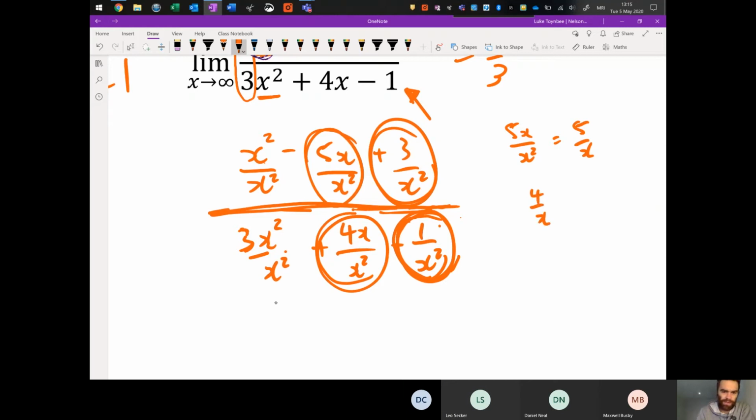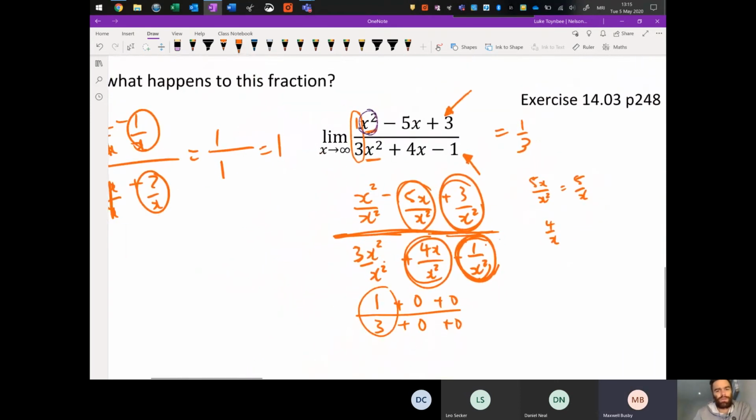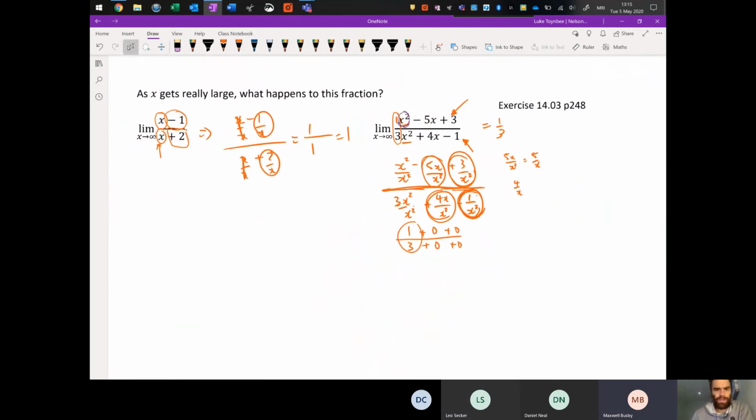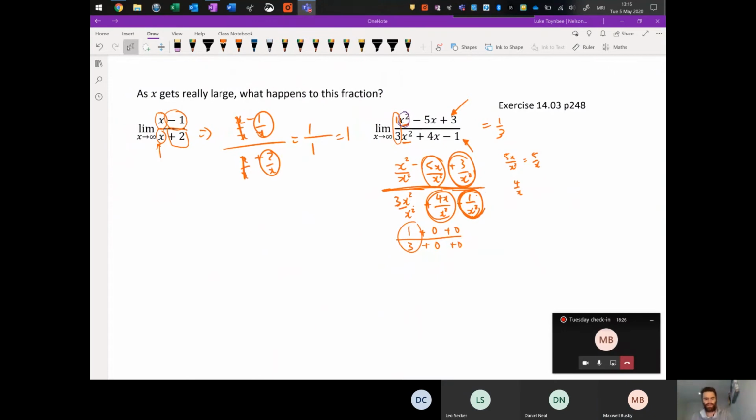X squared over x squared, that's just 1. And the bottom one is 3. And all these other ones are basically tending towards zero. So that's why it's getting closer and closer to a third. Yeah, that makes sense. That's a good way of doing it. It's quite a hard one. I'm happy I had this conversation because it's a really hard one to actually talk through without the feedback from you guys.